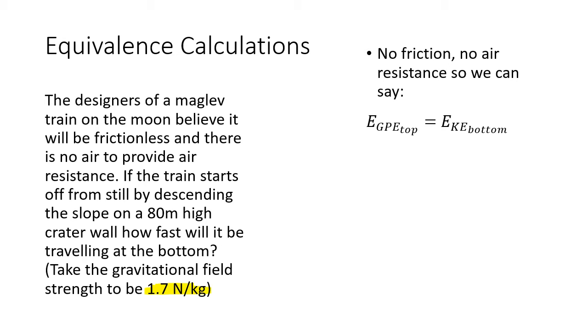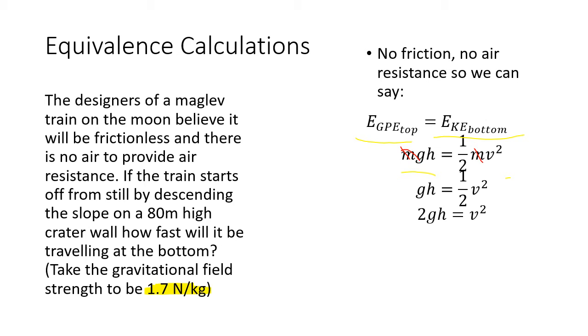So no friction or no air resistance. Therefore, we can say that the GPE that it started with at the top is going to be equal to the KE that it ends up with at the bottom. Therefore, mgh at the top must be equal to a half mv squared at the bottom. And you're all savvy enough now to spot that I can cancel the m's from both sides. And so I get gh equals a half v squared, which I'm going to rearrange by taking the half across.